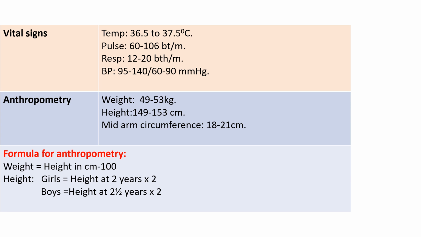There is formula for anthropometry here. Weight is equal to height in centimeter minus 100. And height for girls is height at 2 years into 2. And height for boys is height at 2.5 years into 2. If you know a girl child's height at 2 years, you will understand their adolescent height. And if you know the boy's height at 2.5 years, you will be able to understand the adolescent height. It is to be multiplied by 2.